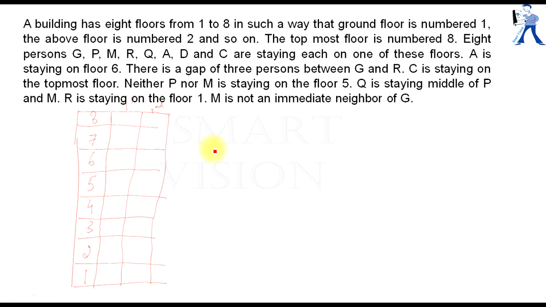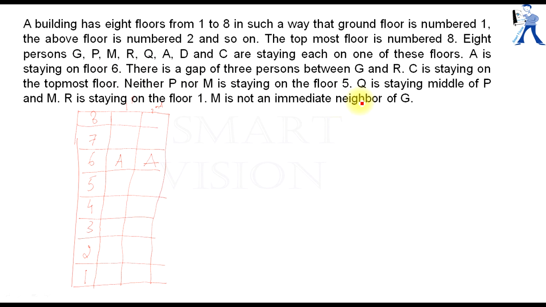After drawing this table you just read out the hints. A is staying on floor 6. Directly it has given here A comes, and in the second possibility also you have to write A, definitely A will come on the 6th floor because here the position is fixed. They have given a direct hint in the question, so no need to worry about A and the 6th floor.